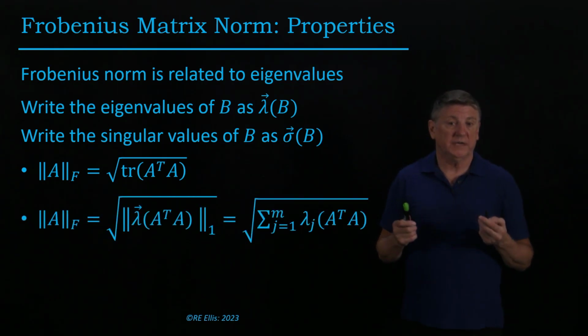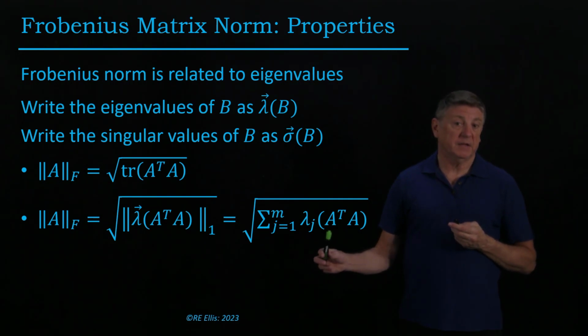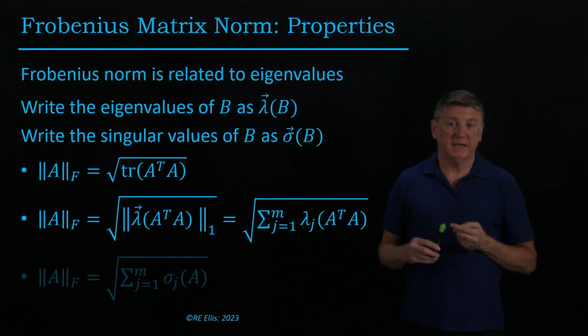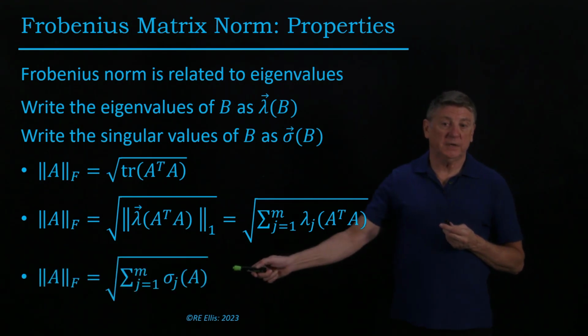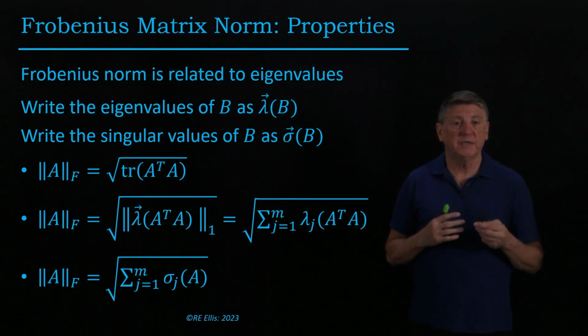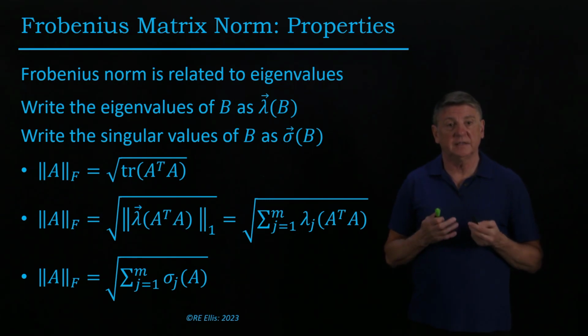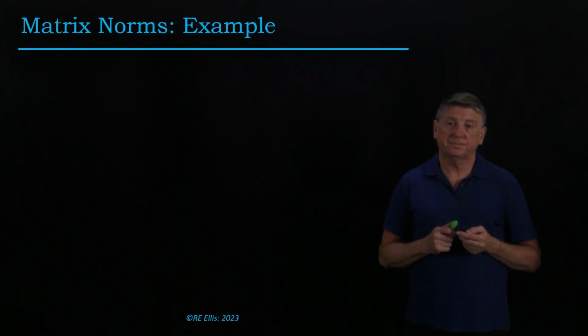It's also equal to the square root of the sum of the eigenvalues of A transpose A, and it's also equal to the square root of the sum of the squares of the singular values of the matrix itself. So the Frobenius norm is intimately related to the eigenvalues and the singular values of a matrix.